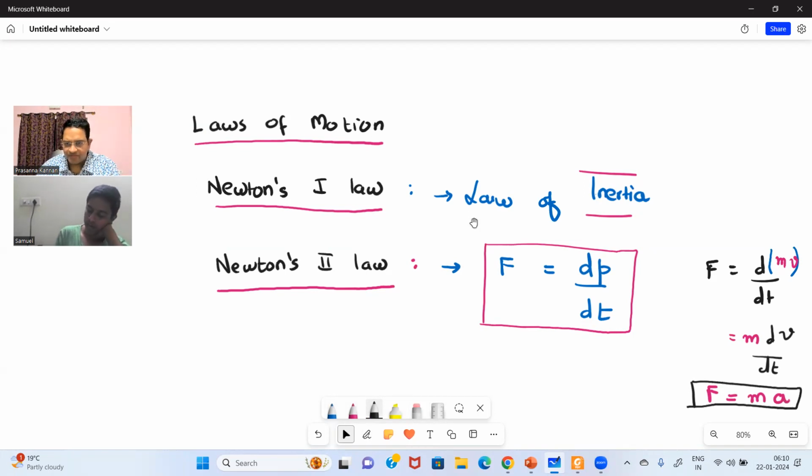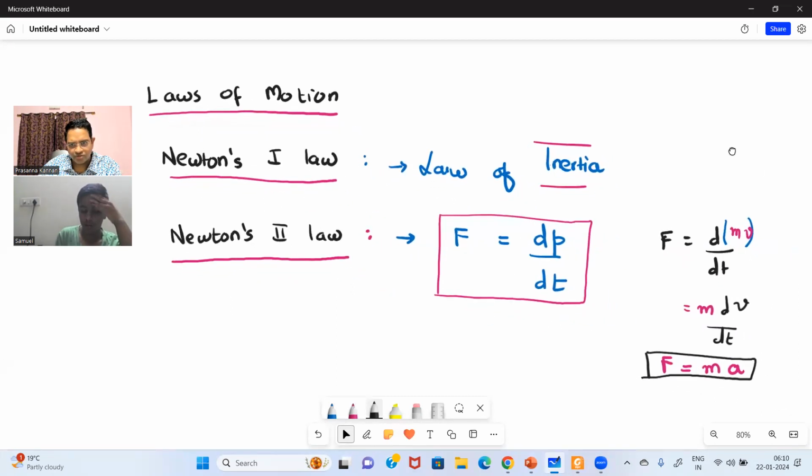Yes, sir. When momentum is a constant, your force is zero. Why? Because differentiation of a constant is what? Zero. Correct? Therefore, if P is constant, then F becomes 0. That's an important point to remember. It comes in handy when we do the law of conservation of linear momentum. Of course, a lot of application-based questions will come in the second law. We'll look at a few of them shortly.